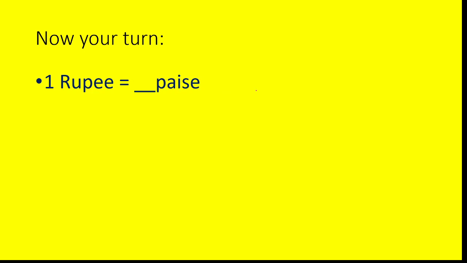So next question, very simple. 1 rupee equals dash paise. So let's check whether you have written correctly or not. So you all have written correctly, and the answer will be 100 paise. Moving to the next page.